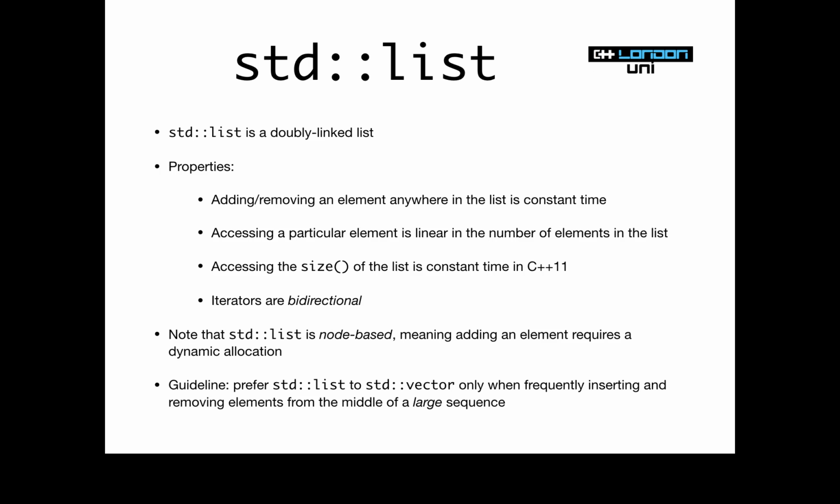So my guideline: you prefer standard list to standard vector only when you're frequently inserting and removing elements from the middle of a large sequence. If you've only got 10 elements, vector's probably still going to be faster even if you're inserting in the middle.